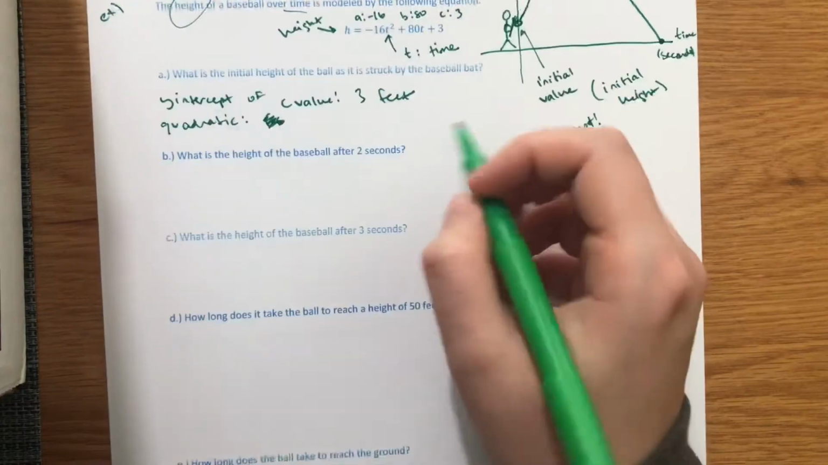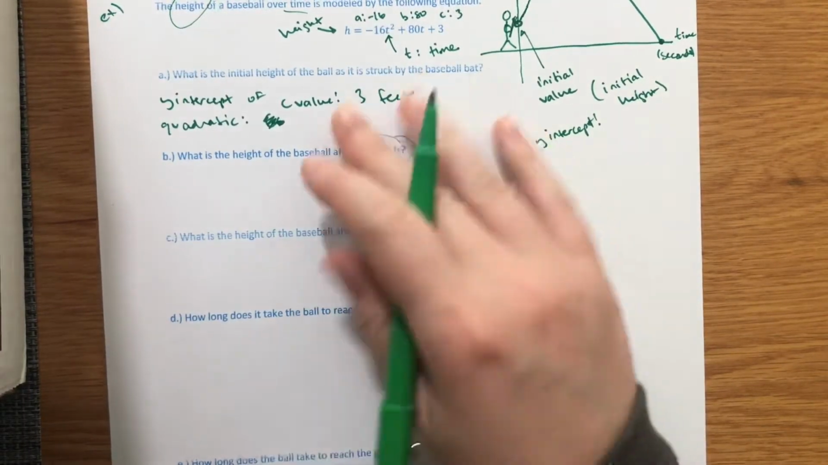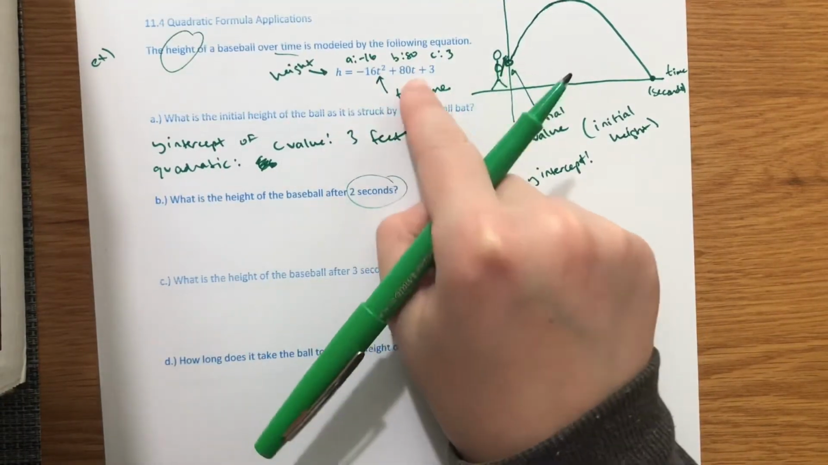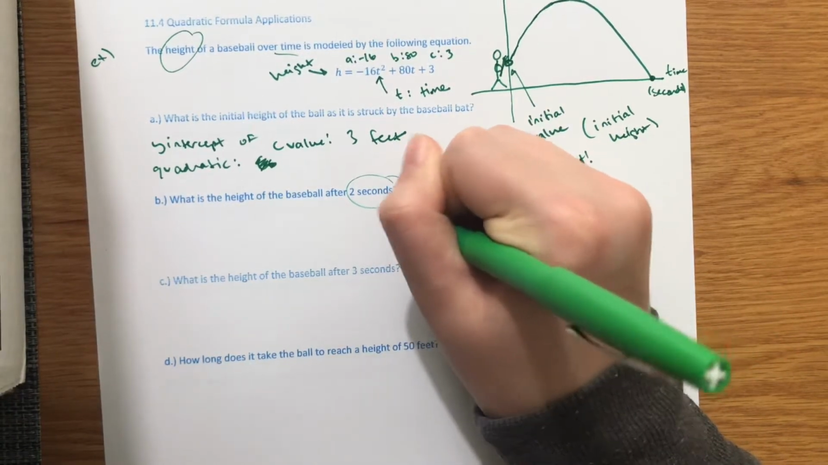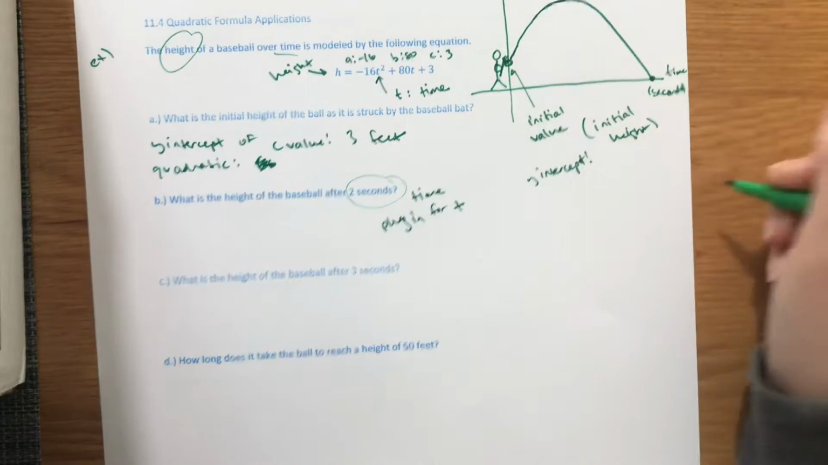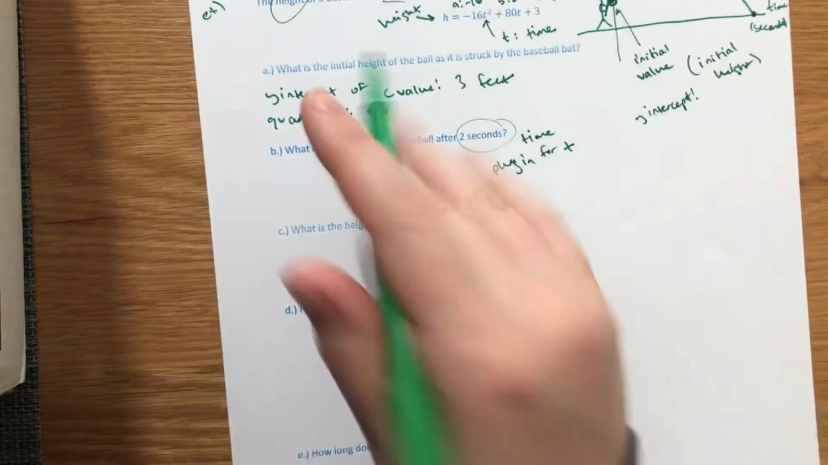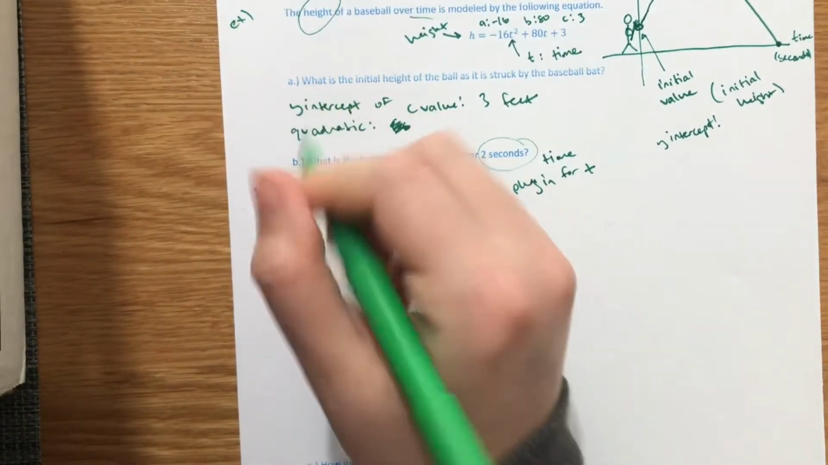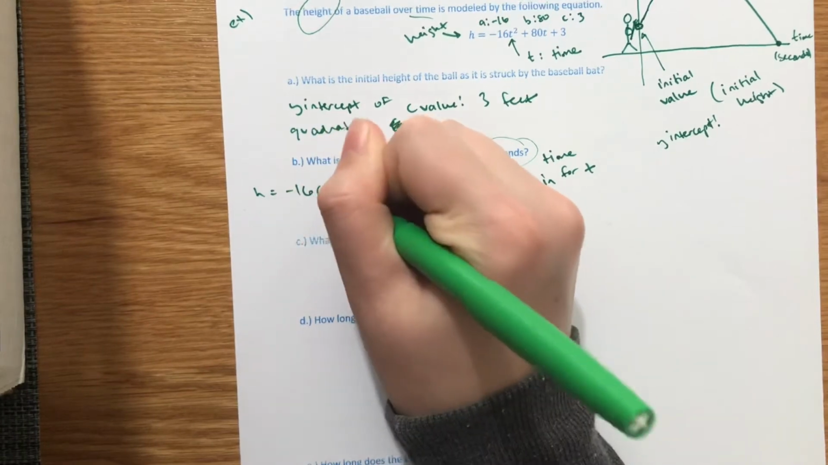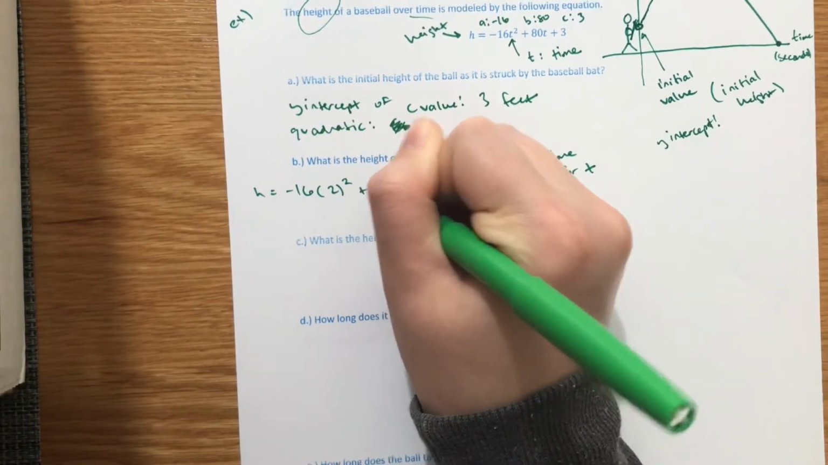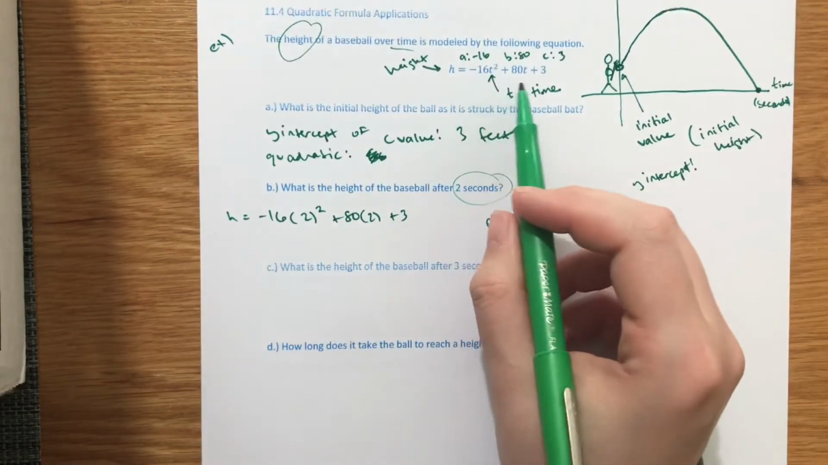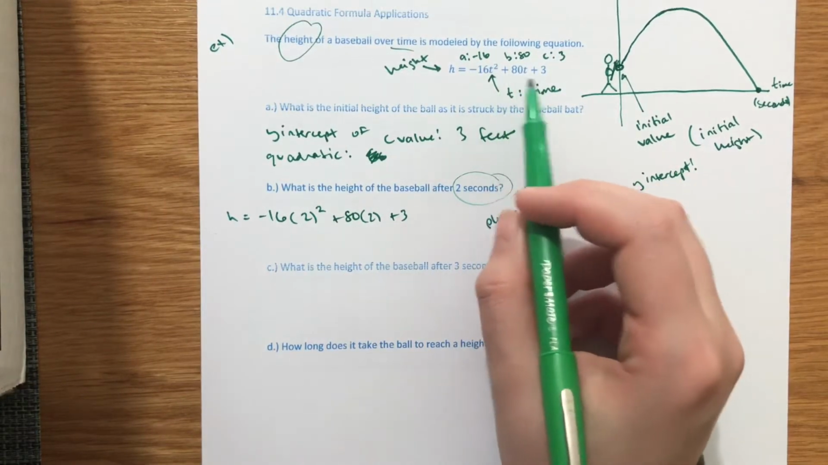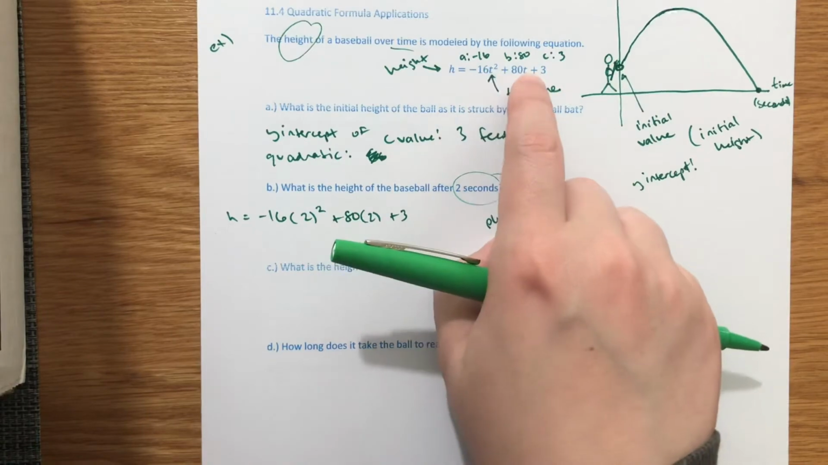Well, 2 seconds, we have to plug into our formula. 2 seconds, that's a time value. So that means we're going to plug in for t. And so the height after 2 seconds would be negative 16 times 2 squared plus 80 times 2 plus 3. So everywhere there's a t in the equation for the height of the baseball, I'm going to replace t with 2 seconds.